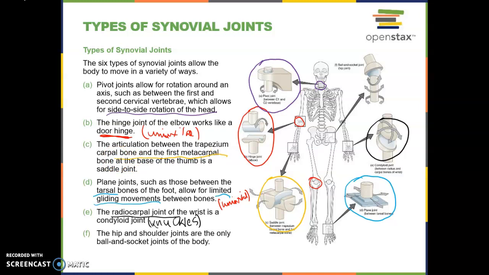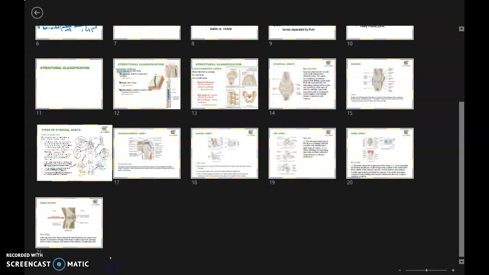Remember one thing, both condylar and saddle are biaxial. So this is biaxial, meaning there is movement in two directions, as you can see, front and back, side to side, front and back, side to side. The last one is ball and socket, our favorite one.